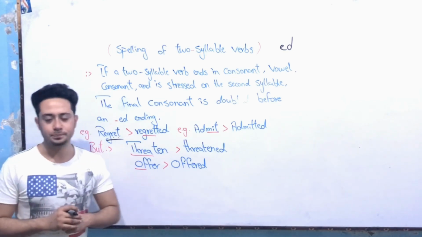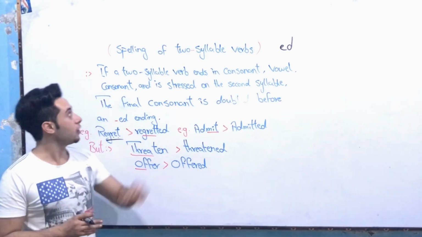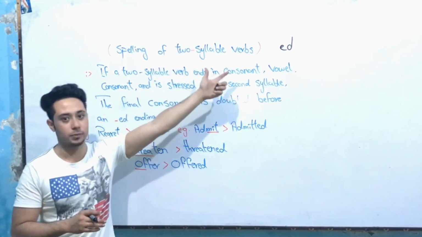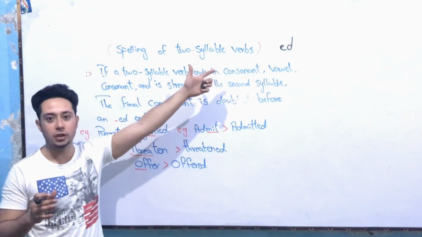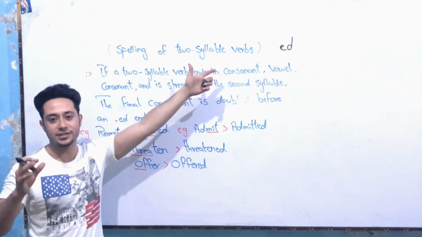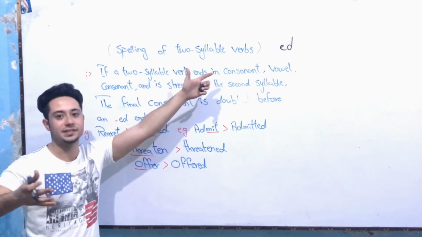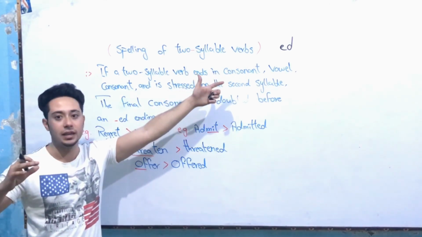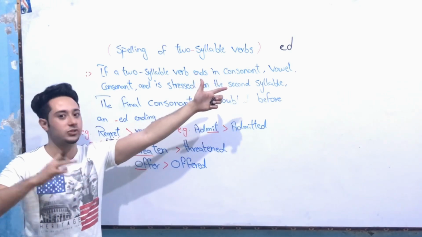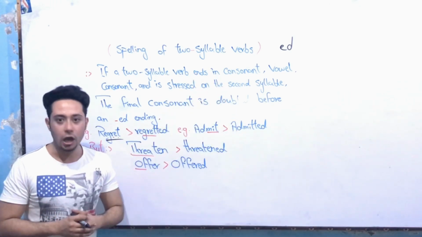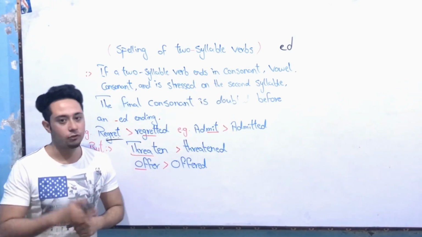My dear all friends, that was our today's lecture on the spelling of two-syllable verbs. When two-syllable verbs end with consonant, vowel, consonant, and the first syllable or the second syllable is stressed, how can we add an ED at the end of them to change them from first form to second and also third form? My dear friends, I hope you enjoyed and learned some new things from our today's lecture.